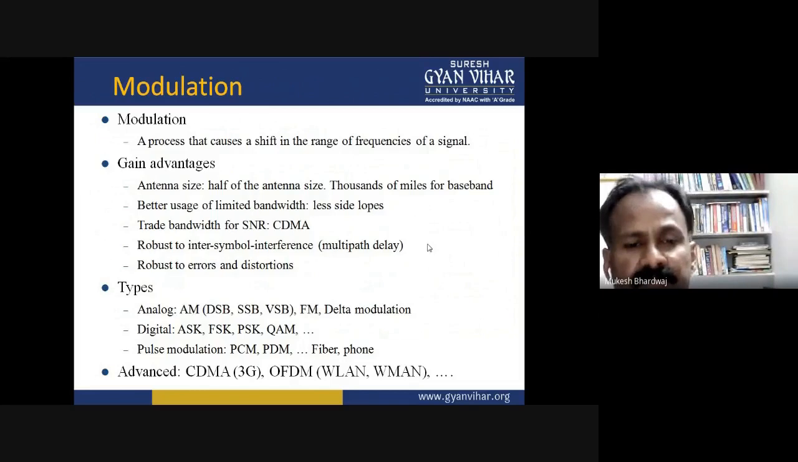Types: analog, amplitude modulation, double sideband, single sideband, vestigial sideband, and frequency modulation and phase modulation, then delta modulation. And the digital modulations are of the type ASK, amplitude shift keying, FSK, frequency shift keying, PSK, phase shift keying, quadrature amplitude modulation. And the pulse modulation is pulse coded modulation, that is PCM, pulse duration modulation PDM, fiber phones, advanced types of modulation CDMA 3G, OFDM in WLAN and WMAN, that is orthogonal frequency division multiplexing.